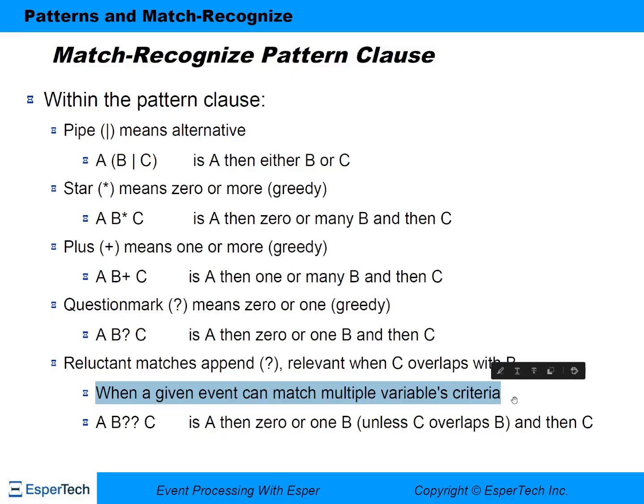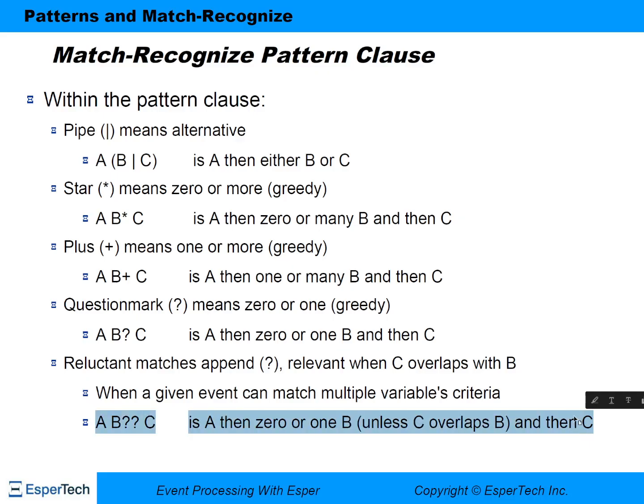So, when the pattern reads A, B question mark, C, the runtime looks for an event that matches the A criteria. Then 0 or 1 event that matches the B criteria. But if that event also matches C criteria, treating it as a C instead. Then an event that matches the C criteria.